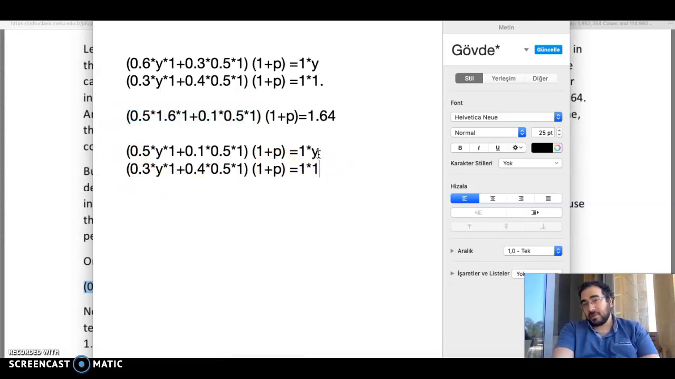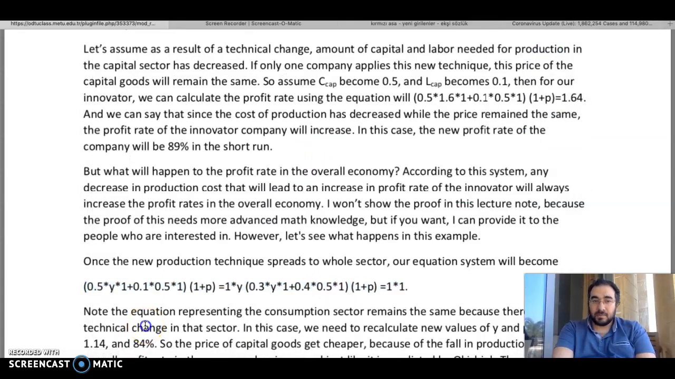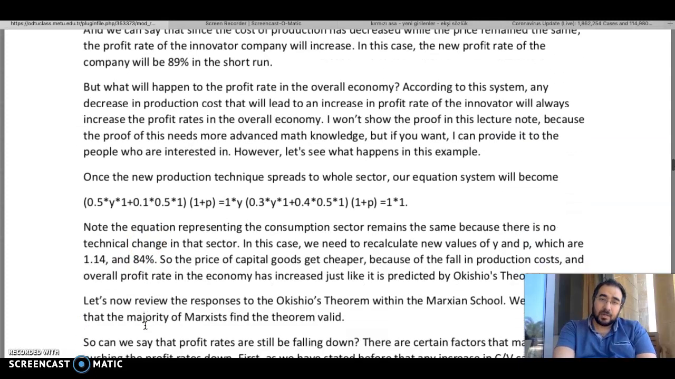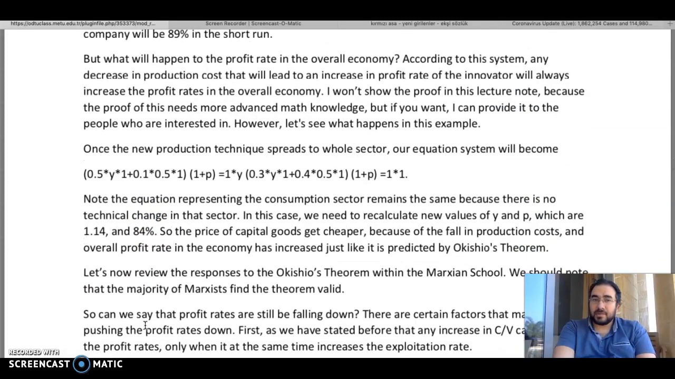Again, we have an equation system with two unknowns and two equations, so we can solve the system. And when we solve the system, which you can do, that's actually, I believe, high school math, but still some people have difficulties, so I don't spend much time since it is not too crucial for the course. So the price of the capital goods becomes 1.14.